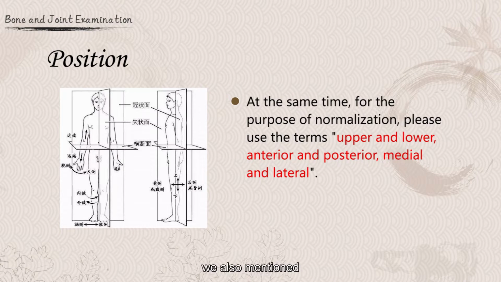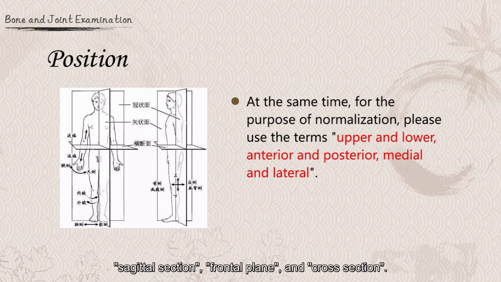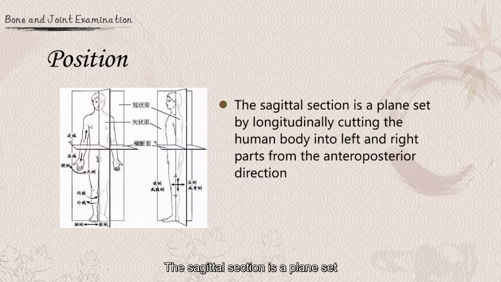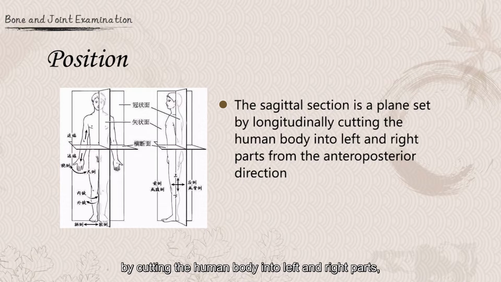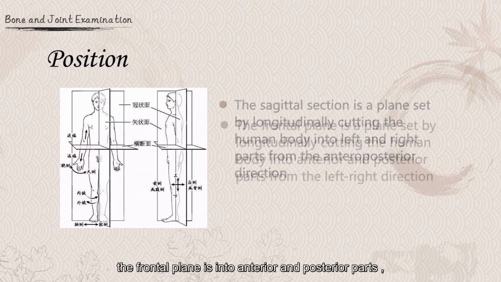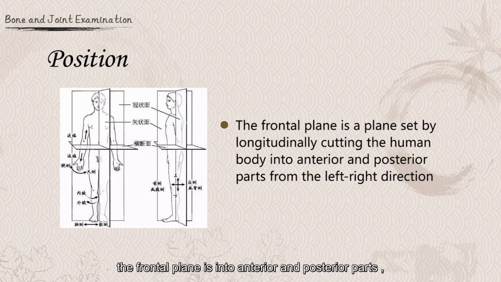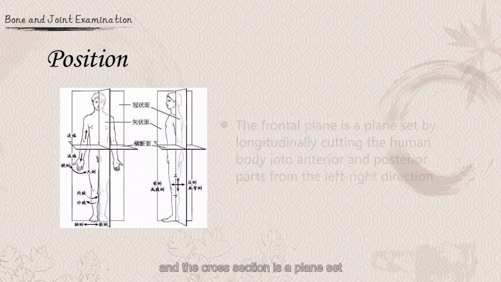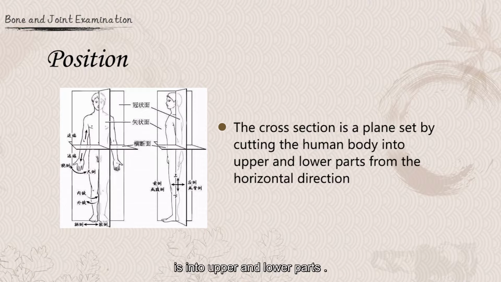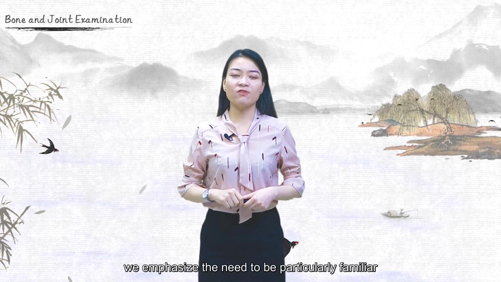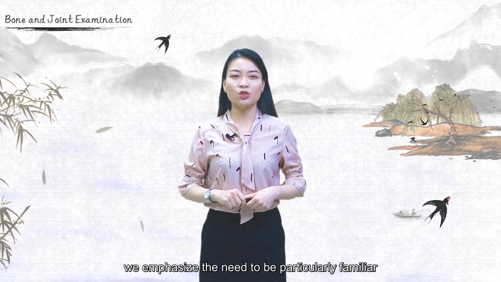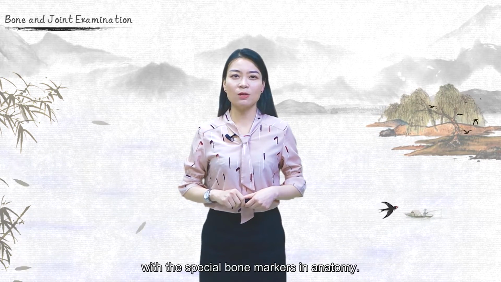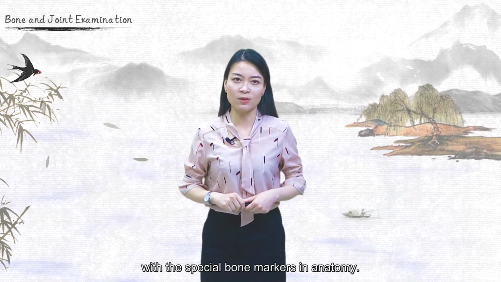At the same time, we also mentioned the sagittal section, frontal plane, and cross section. The sagittal section is a plane cutting the human body into left and right parts. The frontal plane divides it into anterior and posterior parts, and the cross section is a plane dividing it into upper and lower parts. Next, we emphasize the need to be particularly familiar with the special bone markers in anatomy.